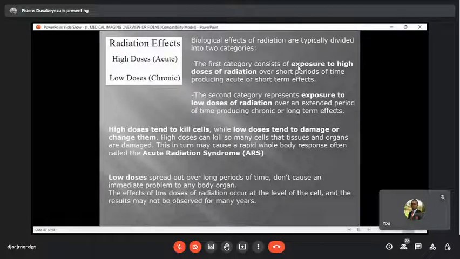For those high doses, there is what you call acute radiation syndrome. It happens immediately: you see the effect of radiation immediately, or in a few days. You see it on the body with your eyes. But for low doses, you don't see it at all. It can have an effect after years. That's what I wanted you to hear.